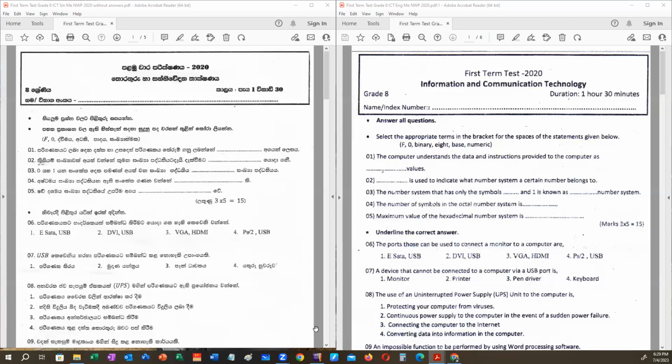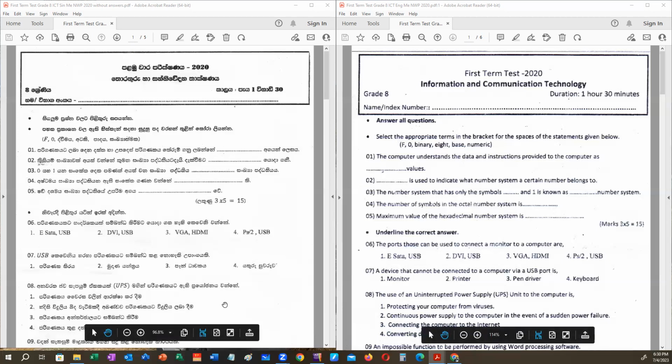Continuous power supply to the computer in the event of a sudden power failure. Yes, that's really correct. A UPS is used to supply power continuously during a sudden power failure. Not only that, if the electricity goes, it keeps supplying for 10 to 15 minutes. If the power supply has a sag and the current drops, the UPS generates the rest. If a surge comes and the current is too high, it absorbs the excess and delivers the correct amount. That is the purpose of the UPS, right? Even now it is in use. The correct one is the second one, right? That's correct.